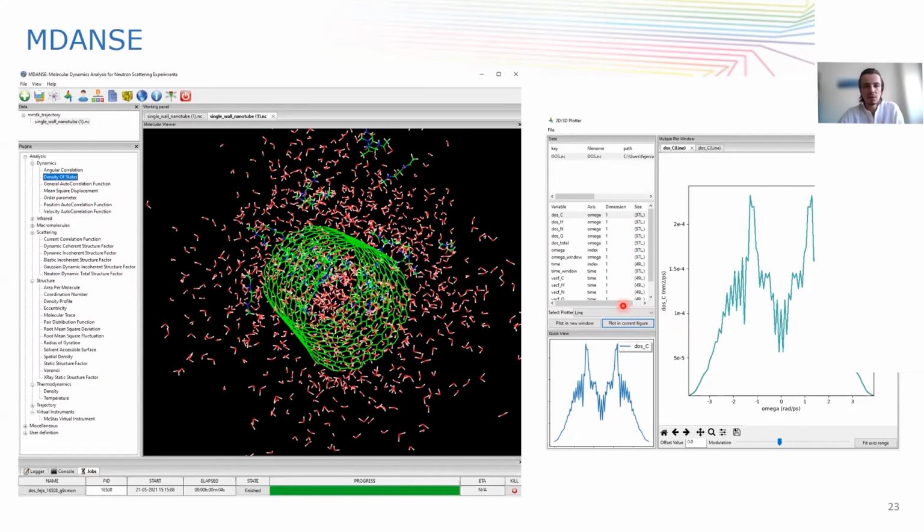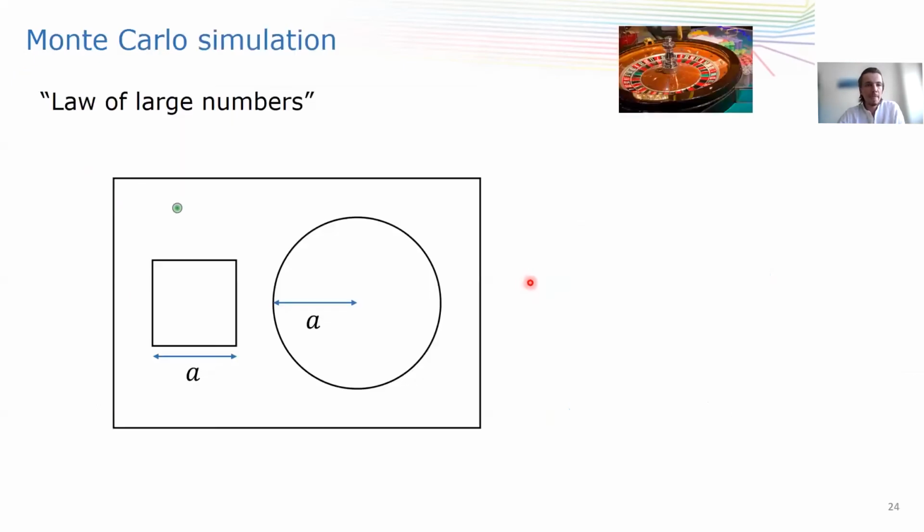Let's take a look at Monte Carlo, the second topic of this presentation. Monte Carlo simulation. Here we use the law of large numbers, which says if we perform the same experiment under the same conditions very many times, eventually we should converge to some value. If we take an average of all of the results from this experiment, it should converge to the true value of the property we are looking for.